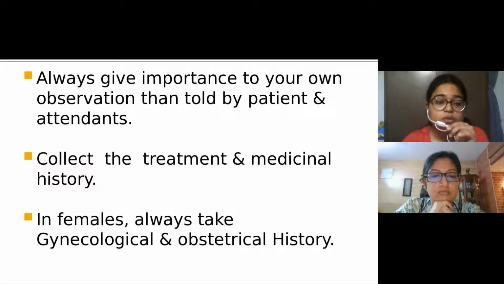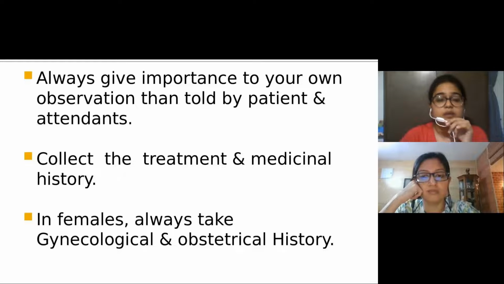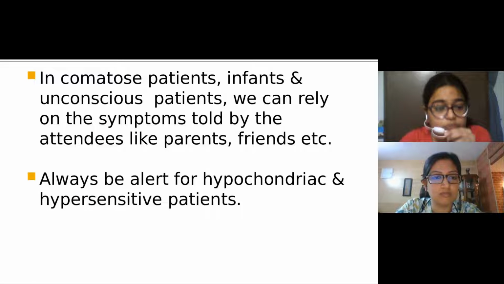And in female patients, always take the gynecological and obstetrical history. Like in gynecological, about the menstruation, menarche, if the menopause has already happened, then about the menopause and the menstrual flow, regularity of periods, and obstetrical history about how many children she has, or about abortion if it ever happened. So in female patients always take the gynecological and obstetrical history.